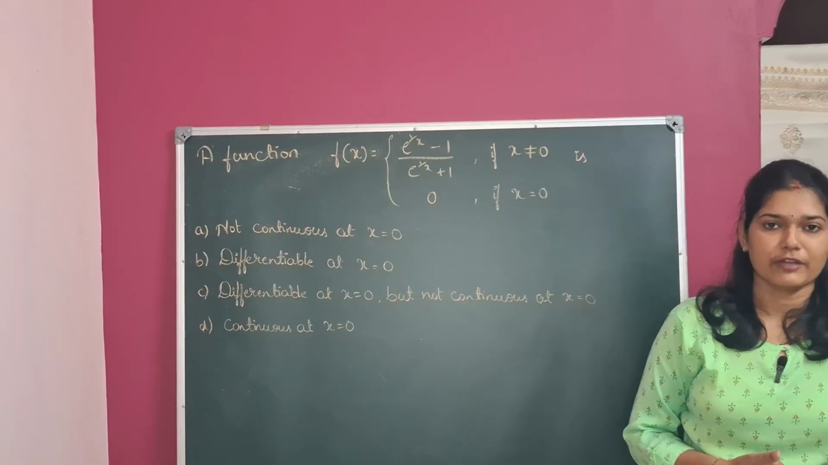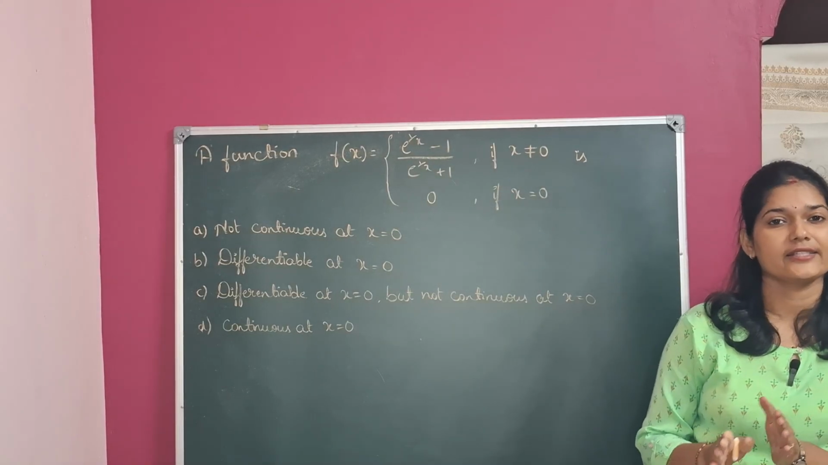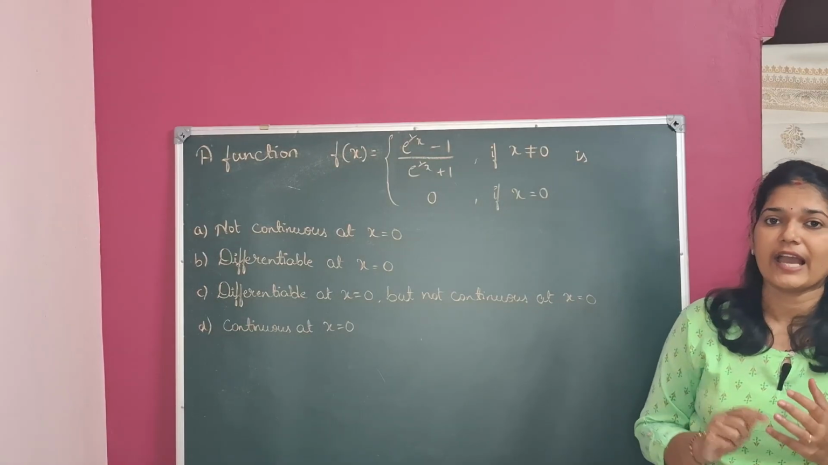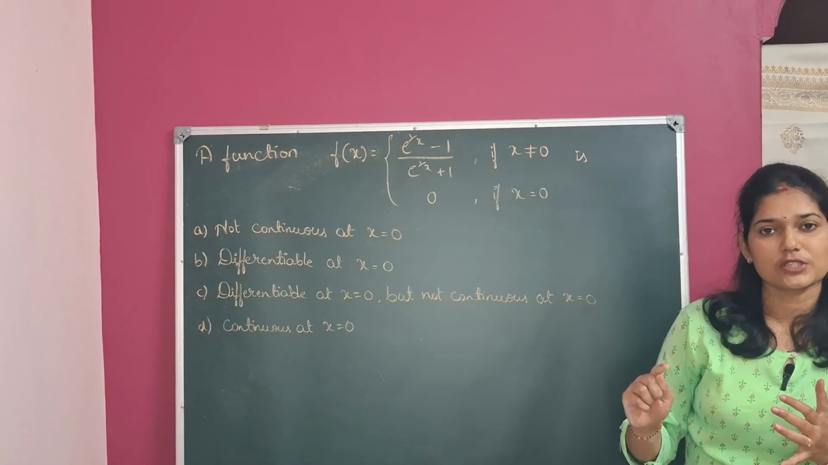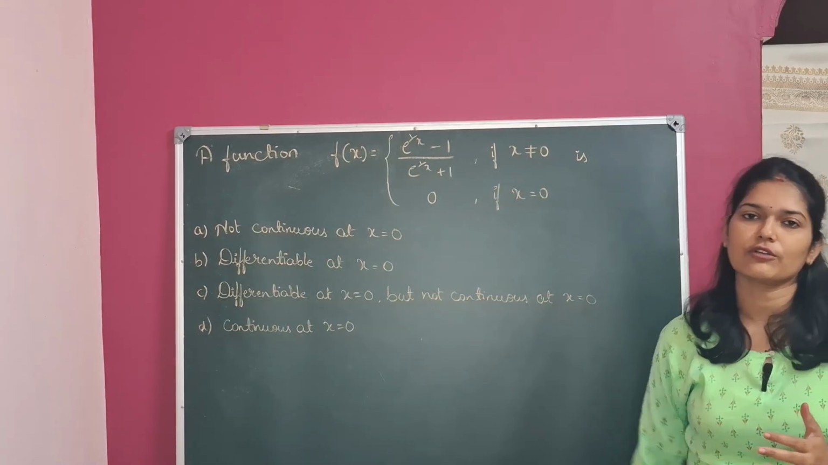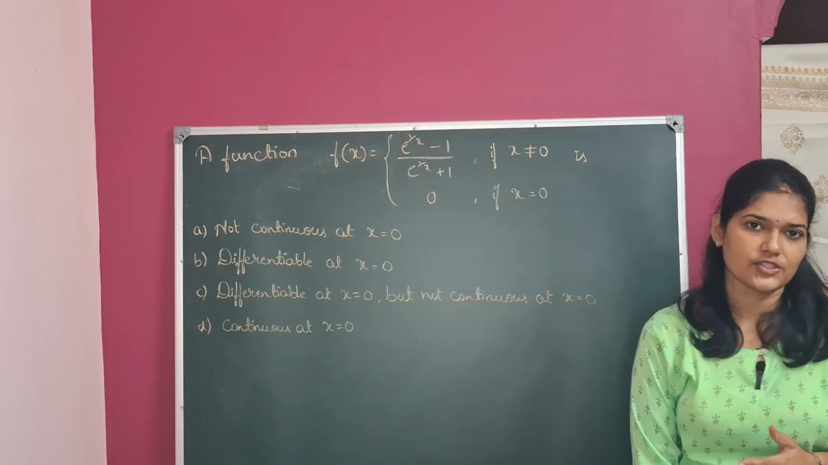Here they have given a function. We have to check whether it is continuous or differentiable at x equal to 0. For that, to check the continuity, we have the condition limit x tends to 0 of f of x must be equal to f of 0. We know that f of 0 value is 0. So now we have to find the limit of this function.